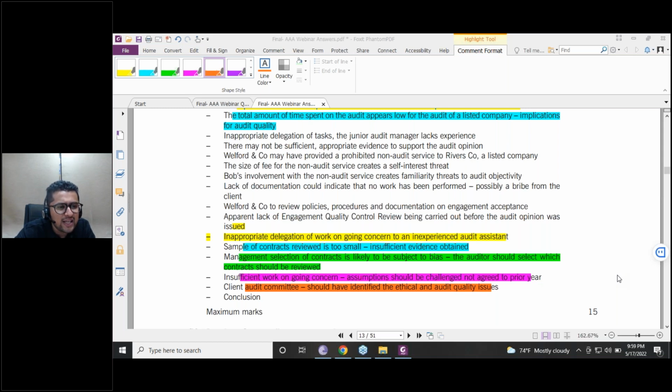Okay, what necessary actions should be taken for the problems identified in this paragraph? Well, the audit engagement partner has to take the responsibility for the going concern. They need to increase the sample size and they need to come up with more detailed work on going concern.